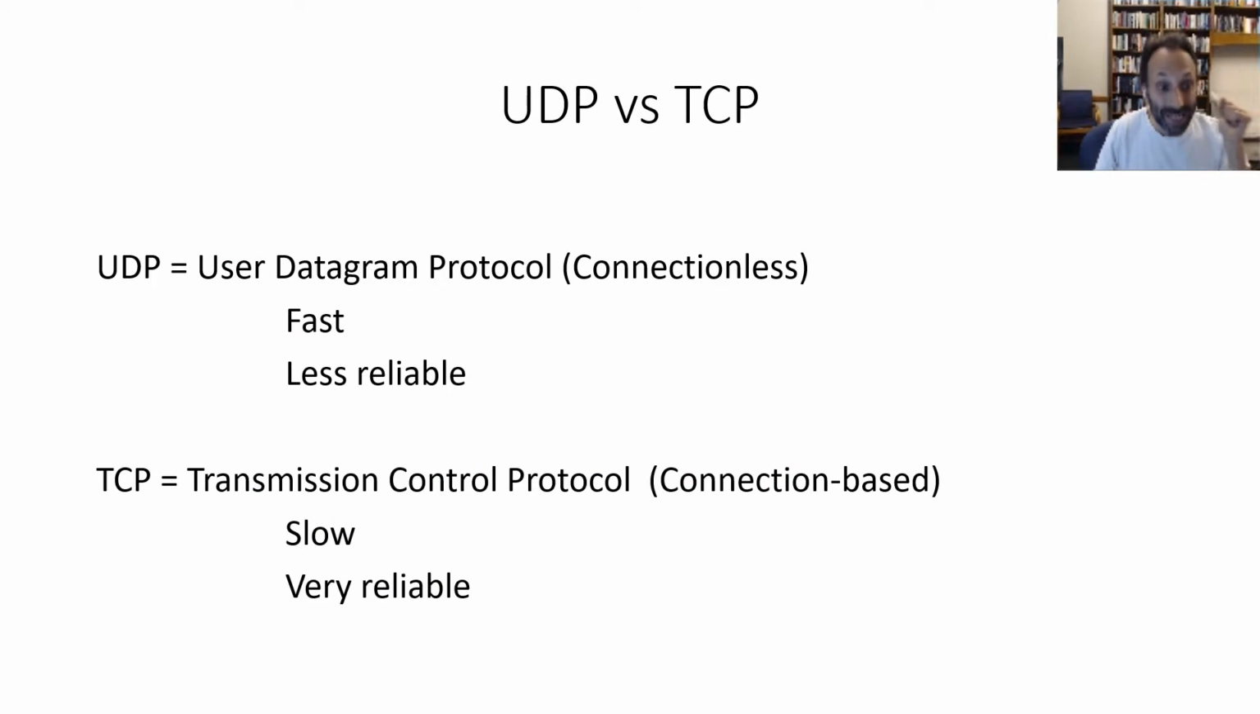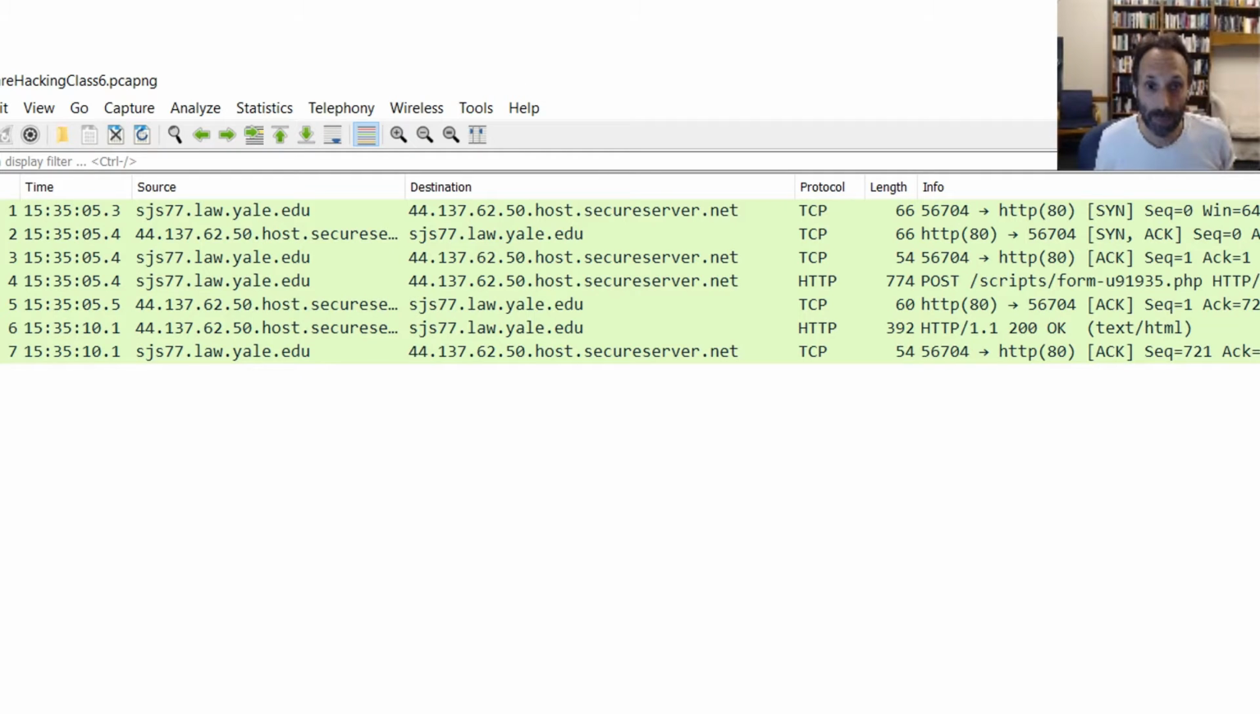Okay? Now, TCP, I said, was different. There, a connection is made through what's called a three-way handshake.